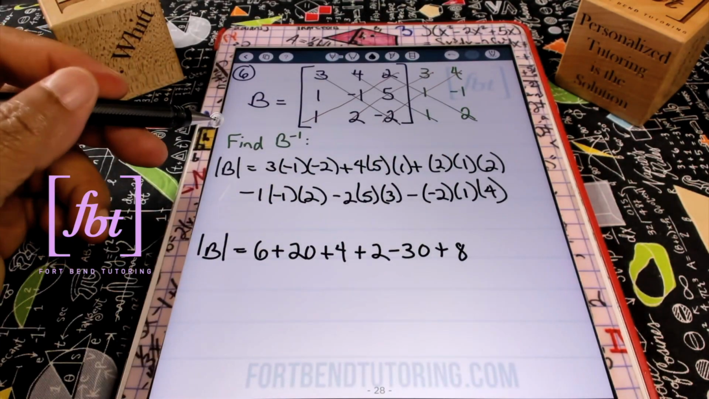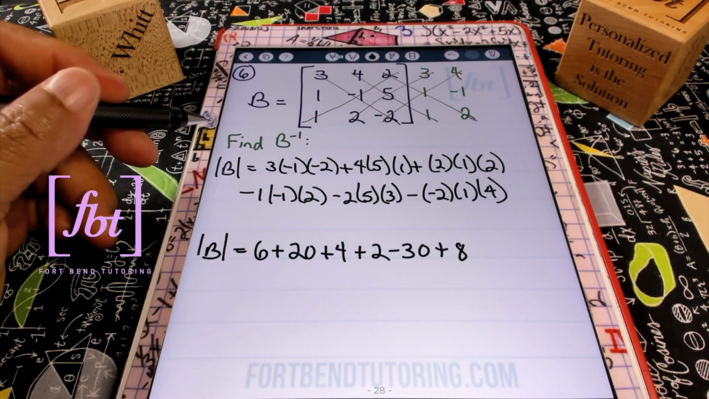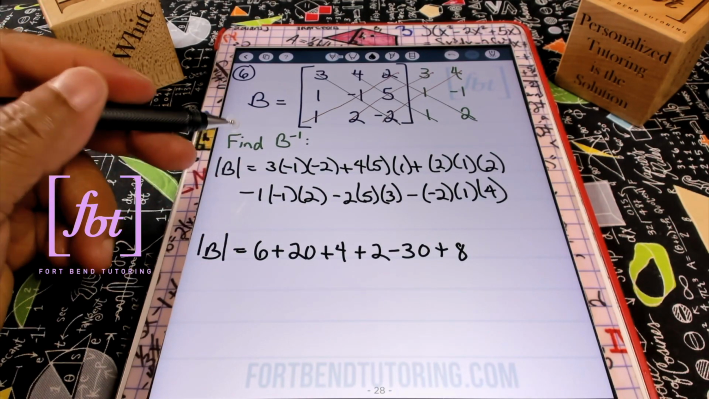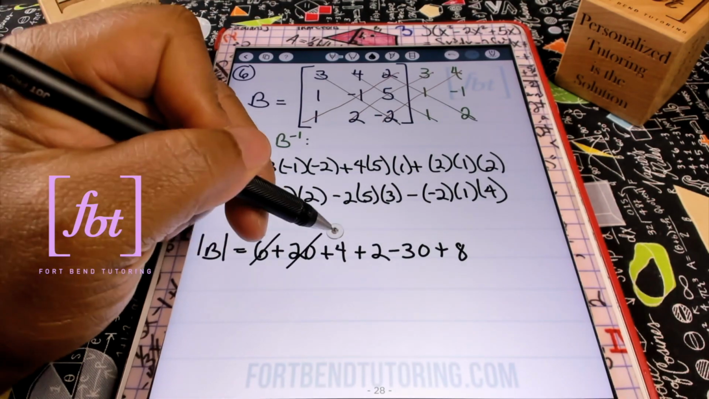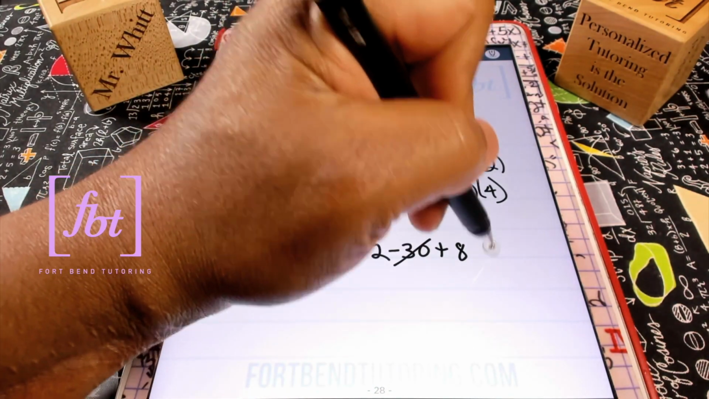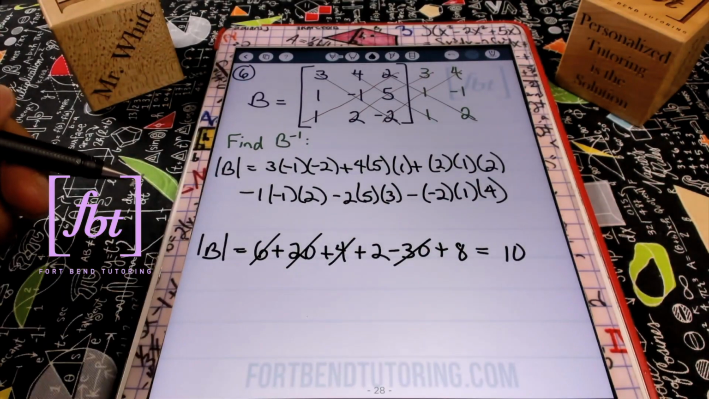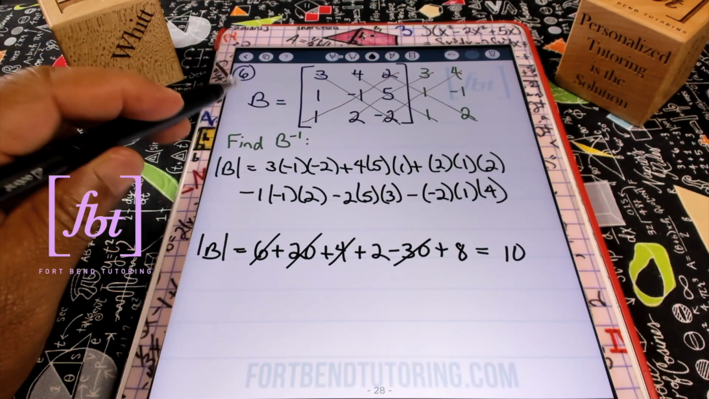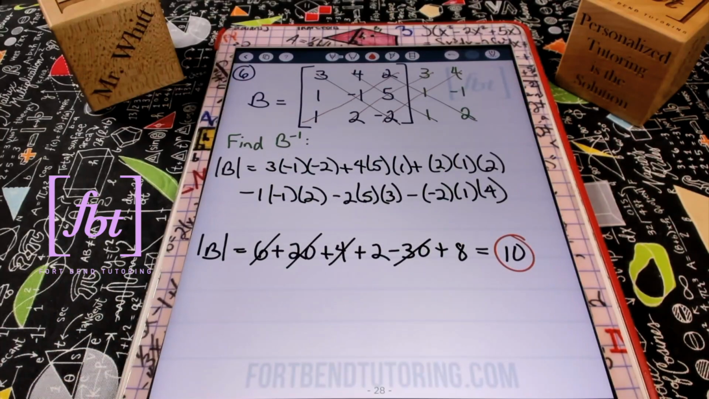All right, so this is what we have here. One thing I'm noticing, guys, is that 6, 20, and 4 combine to give us 30. So that will be great to offset with this negative 30 here. So we're left with 2 plus 8, which is 10. So we want to keep 10 in mind as the determinant for matrix B. So we'll hang on to this.